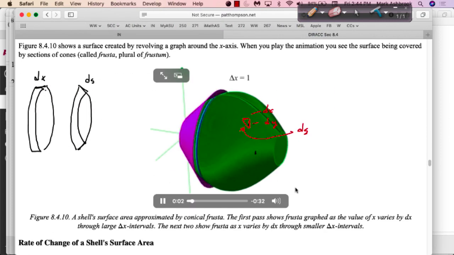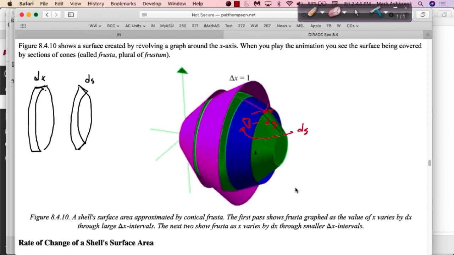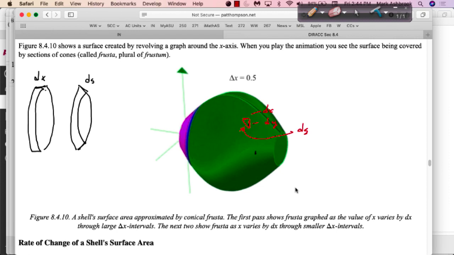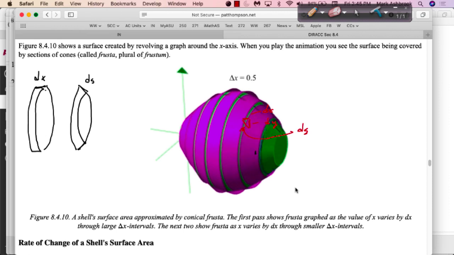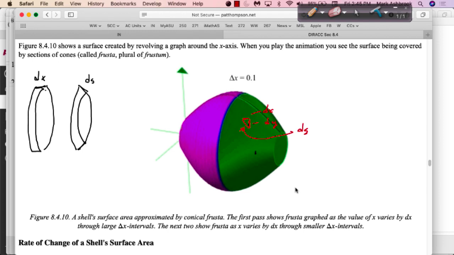So compare this to what I just showed you with the perpendicular dx's. This is using the ds type ribbons. There's a big delta x, and then here's a little bit smaller, delta x of 0.5. And then here's delta x of 0.1. Do you see how those ribbons are going to form the surface area eventually when delta x gets super small? As opposed to the dx, which will always be like a stair step, right?